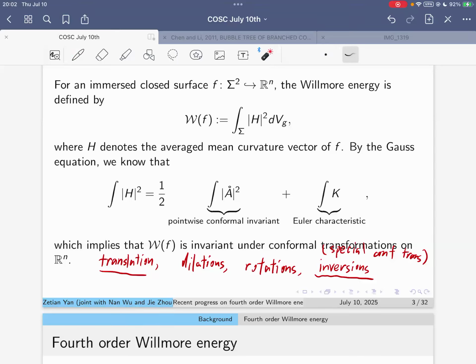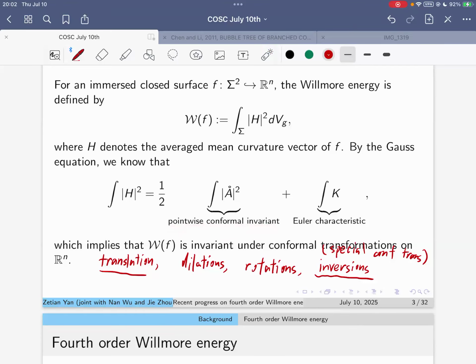Of course, if you would like to check the conformal invariance of the Willmore functional, here is a convenient way. By the Gauss equation, we can decompose Willmore energy into two parts. The first part, I call it pointwise conformal invariance. Another part is provided by Gauss curvature, and of course, by the Gauss-Bonnet formula, you will see that the total Gauss curvature is exactly the Euler characteristic. And for the first part, let me say more about it.